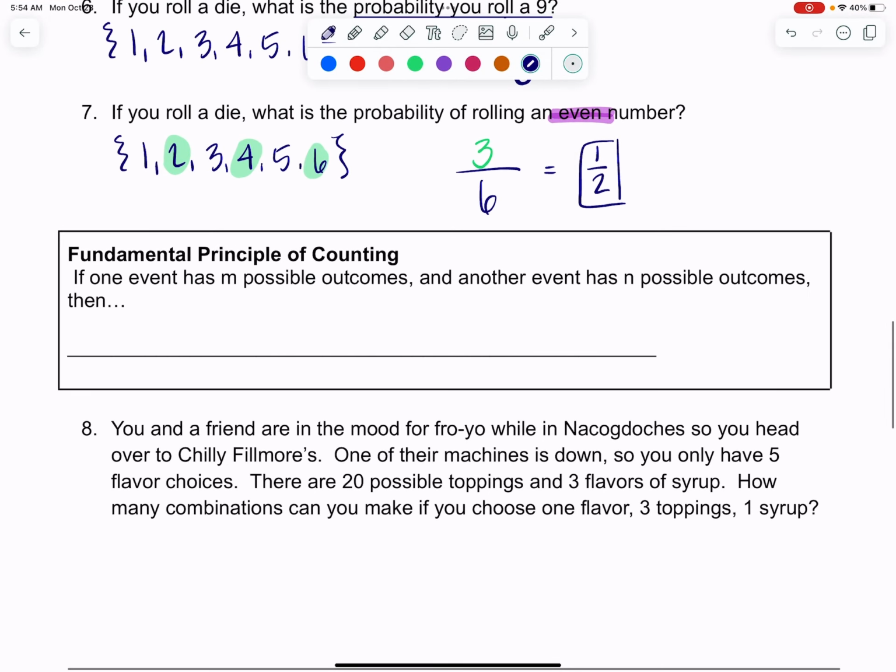We will pause there. We'll let that digest for a minute. And then we will continue our study of probability by looking at the fundamental principle of counting.